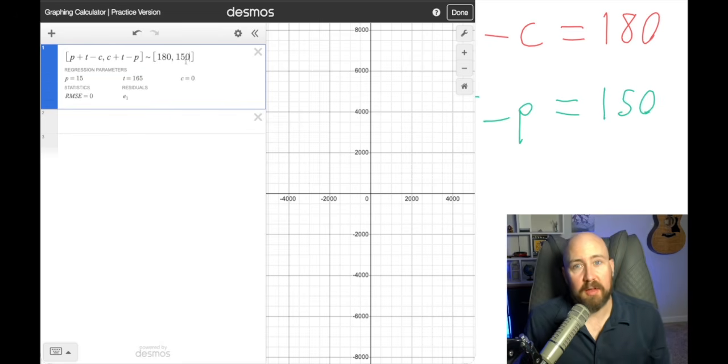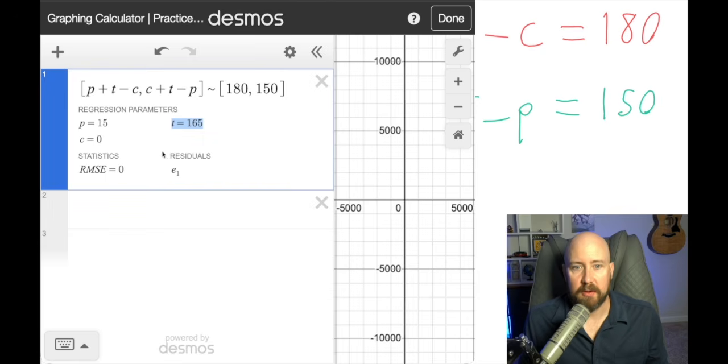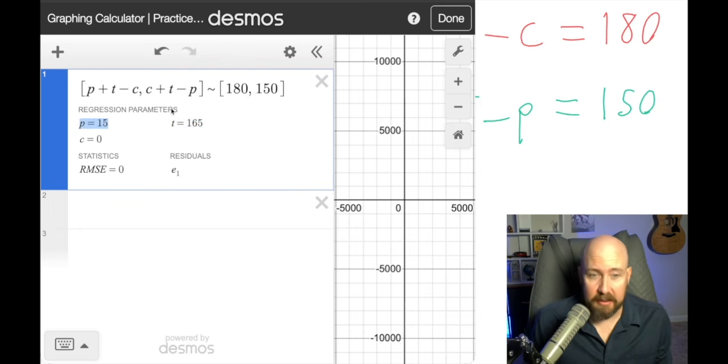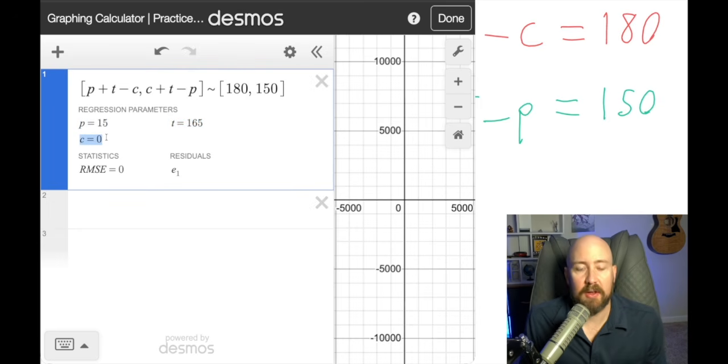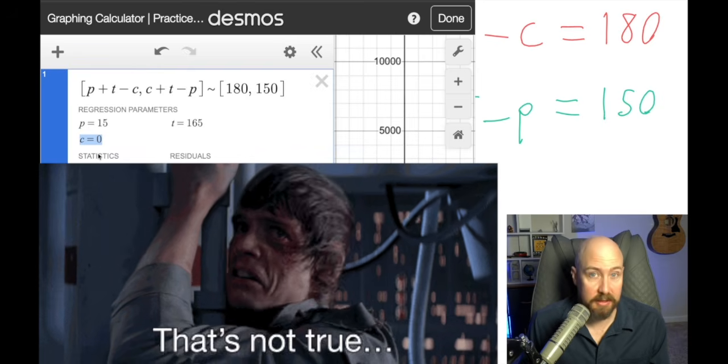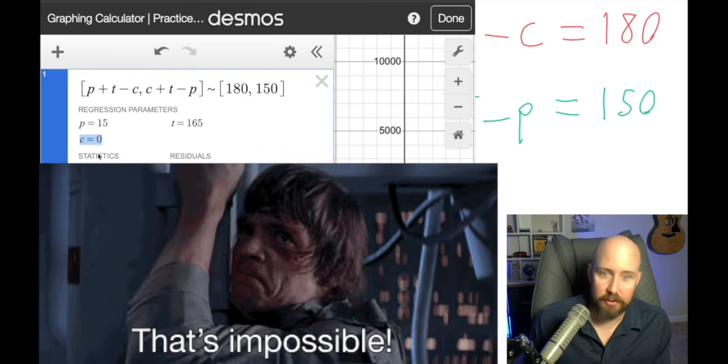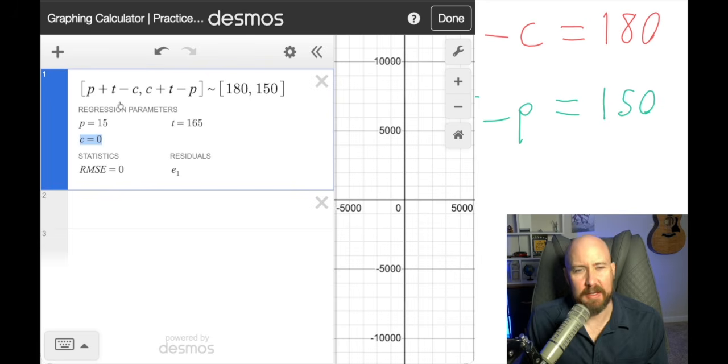And then we know that the height of the table is T, 165 in this case, right? Zoom in on that. Yeah, so it straight up tells us that T is 165. Now, interestingly, it looks like it's telling us the height of the penguin and the height of the cat. It's saying that the penguin is 15 centimeters tall, and then it's saying that the cat basically doesn't exist, which obviously can't be true. So what's happening here?